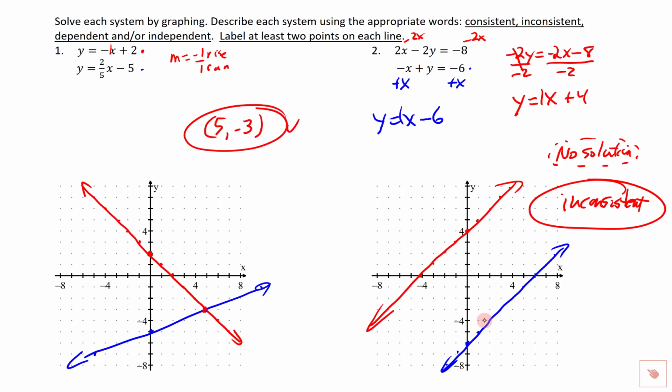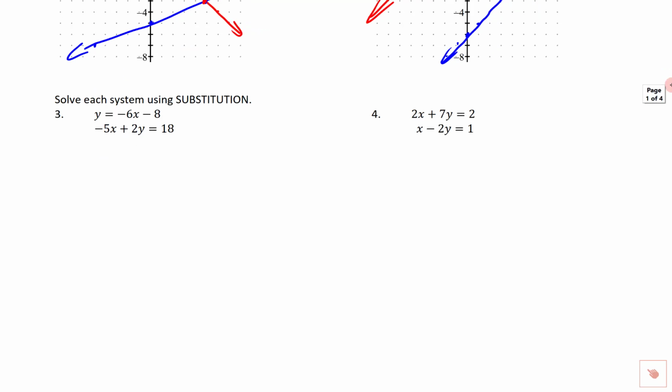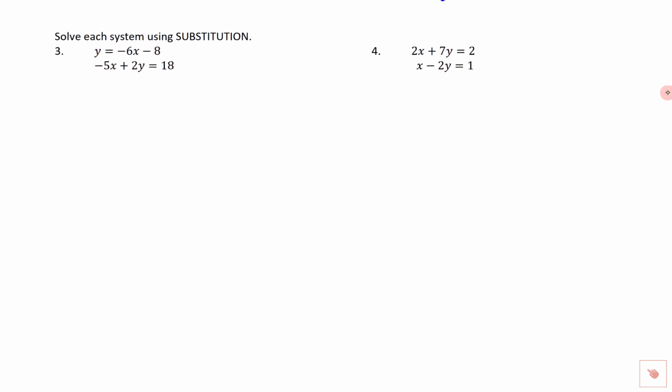So we've got this graph that indicates what's going on here. Hey, they never cross. We're trying to find the point where the lines cross. They don't, so we say there's no solution, or better yet, in this case, we say it's inconsistent. So I'm going to slide down to the bottom of the page. Now these two problems, 3 and 4, notice it does say we want to solve these using substitution. So I'm going to go ahead and solve this, and you'll notice that this one is already solved for y.